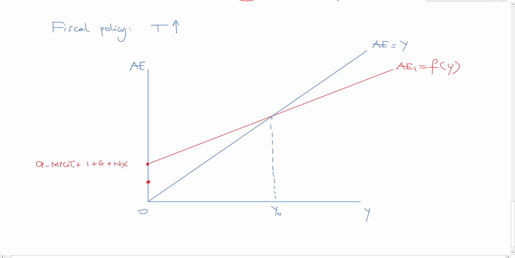So let's call this T1, and because it changes, we want to change names. T2 plus I plus G plus NX. And here, taxes have increased, so T1 is actually less than T2. And the reason why the whole thing has gone down is because taxes increase. All right. So we are indeed going to have this new aggregate expenditure line. This is our new aggregate expenditure line.